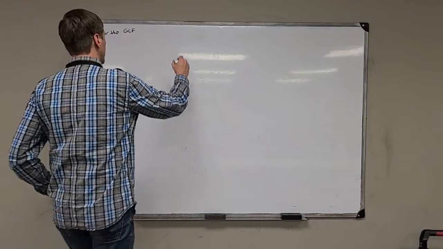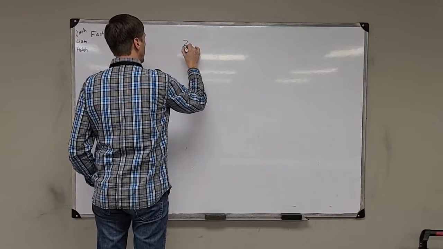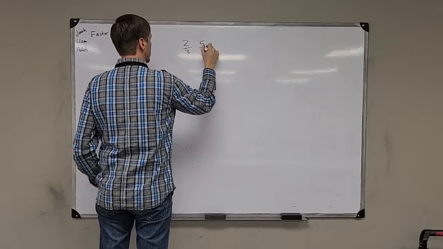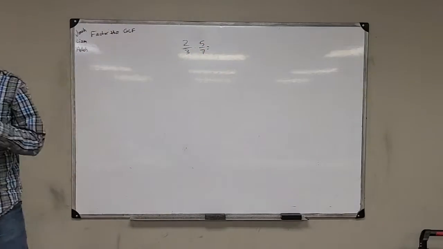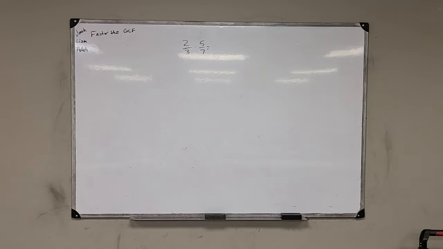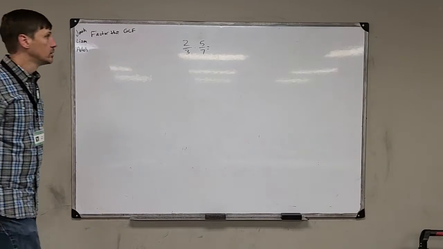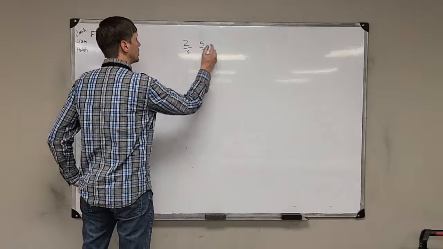How would I do this? How would I do 2 over 3 times 5 over 7? How do I do that multiplication? What's our rule for that? Yep, just multiply across. You can't cancel anything, so we're back to what Will was saying there. Multiply across. So tell me what the answer would be. 10 over 21. That's right.